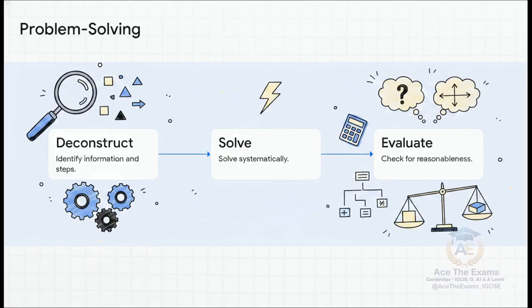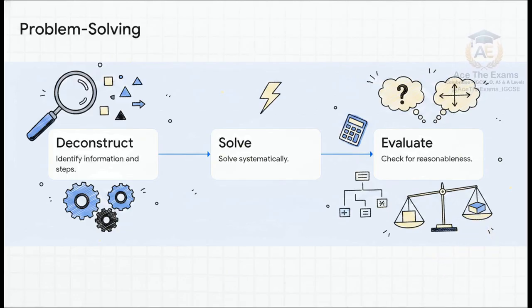Top students use frameworks to structure their computer science answers perfectly. Think of the PEEL framework from your essay subjects. Point, evidence, explanation, link. We can adapt that right here. You deconstruct the command words to find your point and evidence. What data are they giving you? Then you solve, which is your explanation, building the logic. And finally, evaluate, which is your link back to the specific problem.